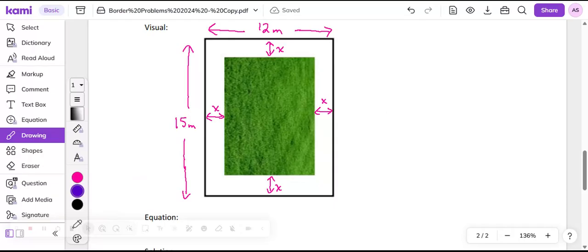Whole backyard's 12 by 15. Can you get an expression for the length and width of the leftover grass area?